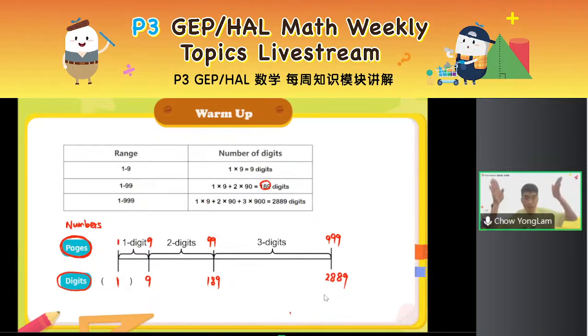So this is the structure of page problems, right? 1 to 9, 1 to 99, 1 to 999. I would like to call this a progress bar. Okay, so we will have this number line, which is very useful. It gives you some useful checkpoints to figure out the relationship between your pages and your digits.